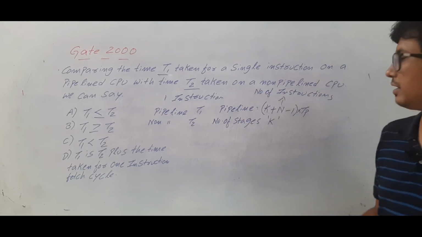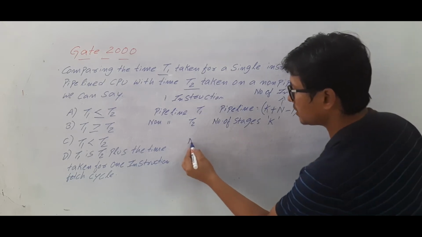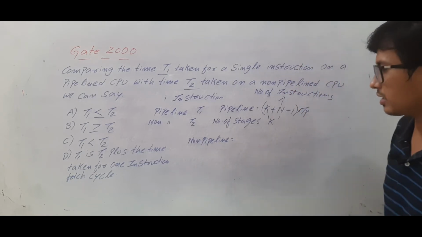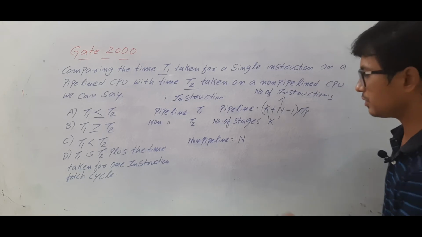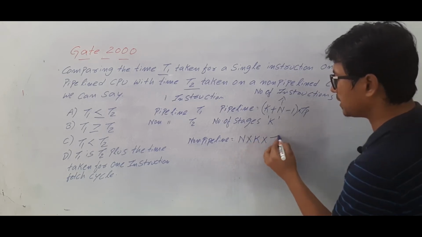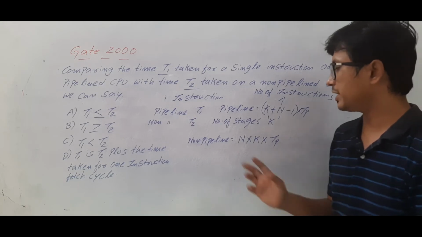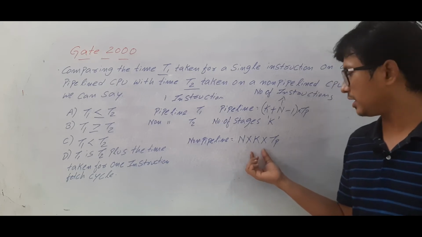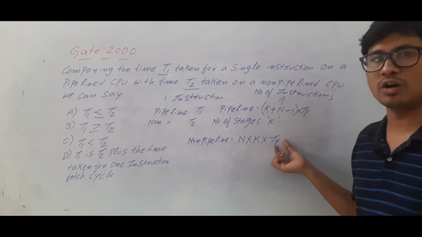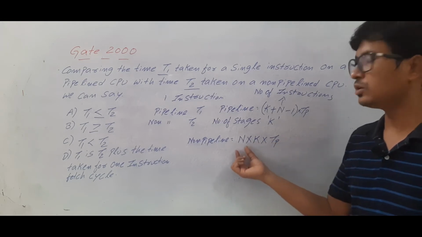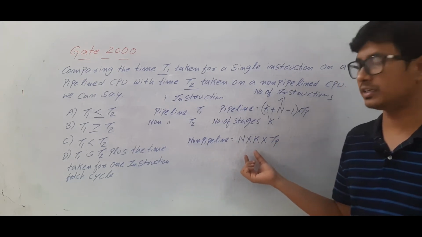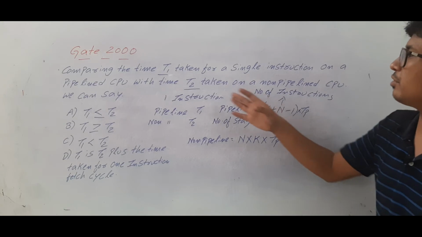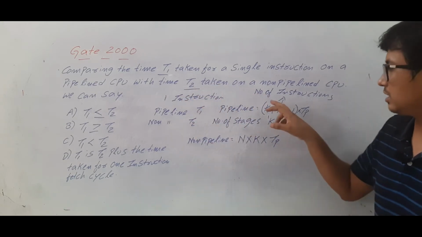Now the same k stages and n instructions, if I execute in a non-pipelined architecture, I will take n into k into Tp. Am I right or wrong? Because to execute n instructions on k stages, I need n into k clock cycles. If each clock cycle takes Tp amount of time, to execute n instructions you will take n into k into Tp. Now here they have not mentioned how many stages are there. Let's take k stages only.